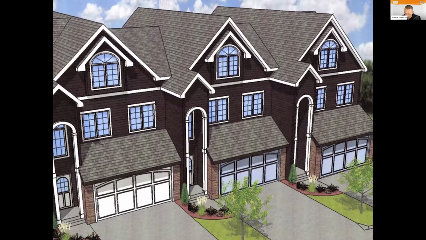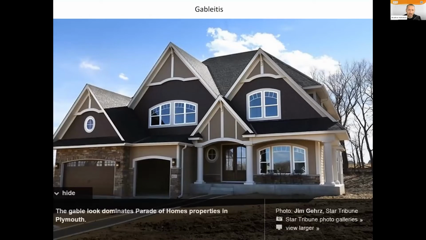We'll look at more designs in a minute. But let's keep focusing on designs. You know, the biggest thing that I've been seeing with homes in the last 20 to 30 years is something that I like to call gable-itis. And it's where they put on all these extra gables on houses just to make it look more aesthetically appealing.